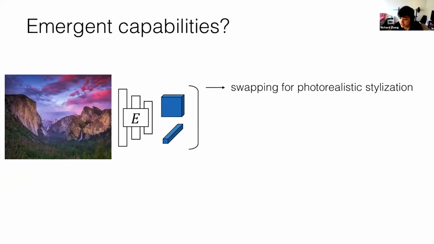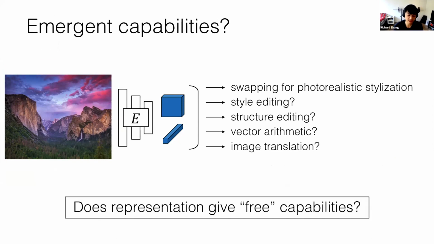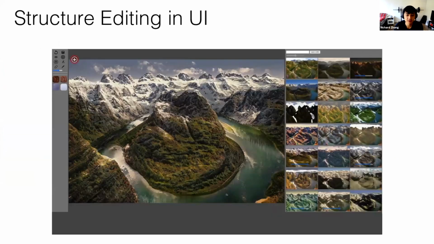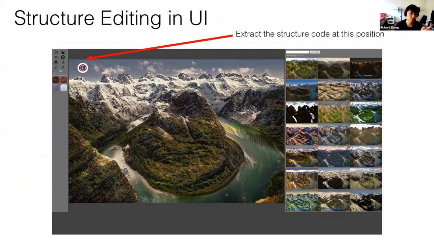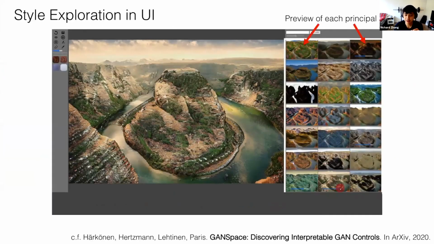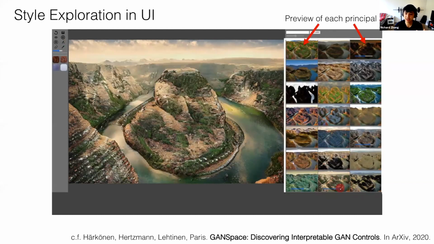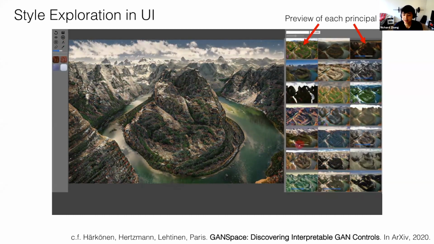Okay, so we've seen that we can directly do photorealistic stylization, but we also want to see if we can do other types of manipulations as well for free. Does the representation give us these capabilities for free? Okay, so we're going to actually try this. So here we're directly editing the structure code. So we're going to take this point in the sky and try to overwrite a point in the mountain. So we change the mountain to a sky by editing the structure code. And we can also take a whole bunch of images in the training set, encode them in the space, and run PCA to find interesting directions to walk in. And we show those directions on the right, and we see that a user can come in and change that.